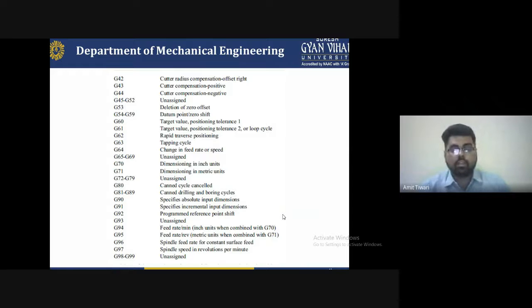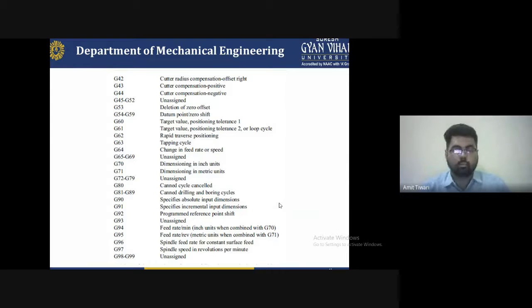G94 indicates feed rate per minute. It is used with G70, and G95 indicates feed rate per revolution, used when combined with G71. G96 indicates spindle speed for constant surface feet, and G98 means spindle speed in revolutions per minute. So these are basically the reasons for selecting G codes and M codes when writing a program and operating the machine. You can take help from this, and you have to manage with that.